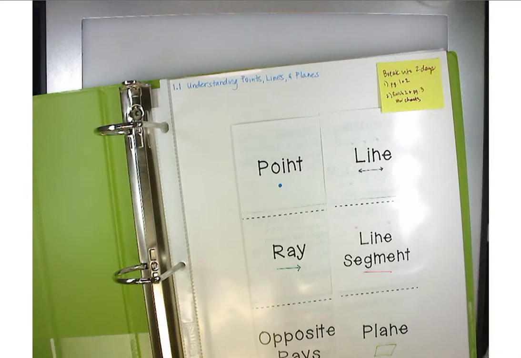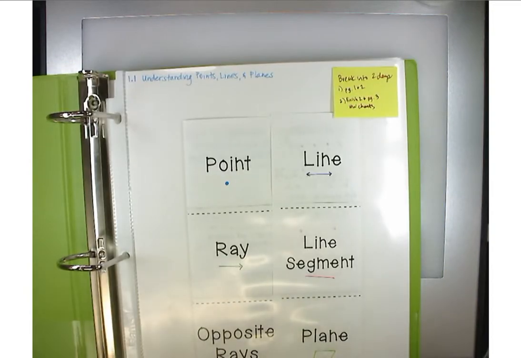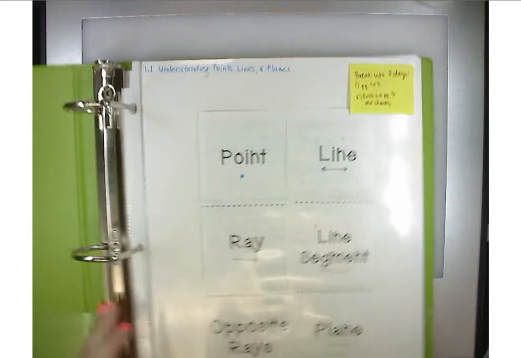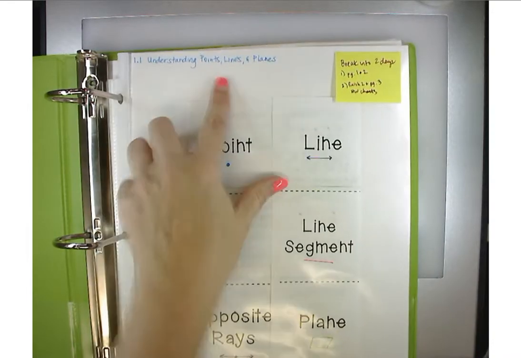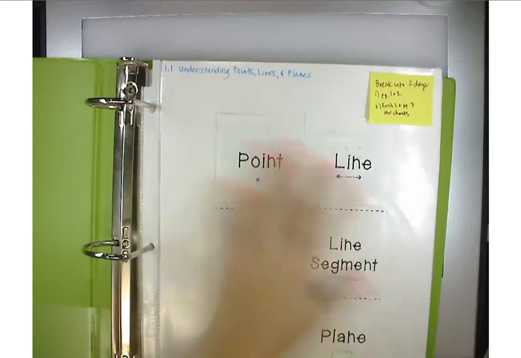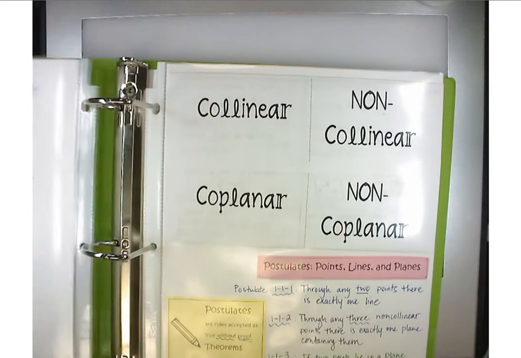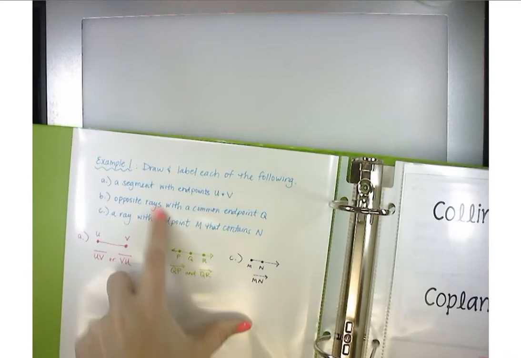Okay, so I'm going to go over with you what your interactive notebook should look like for Chapter 1. If you need more specifics, you're going to have to go to that exact section's video. So the first page should be 1.1, Understanding Points, Lines, and Planes. You're going to have your foldable on the front. On the back is going to be Example 1.